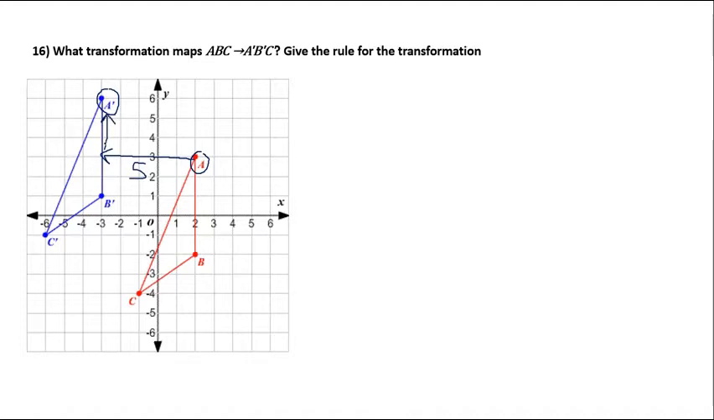And I went up 1, 2, 3. And I went up 3. So we say here 5 left. And then 3 units up. So when you describe that, we say there's a translation of 5 units left and 3 units up.